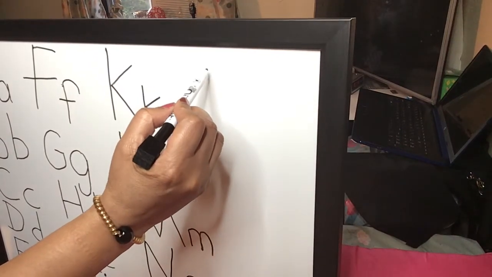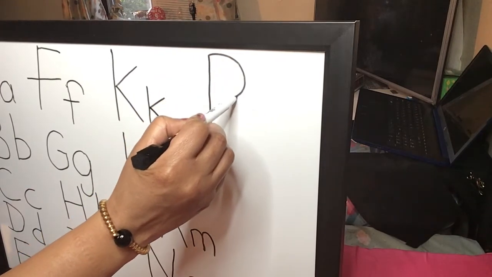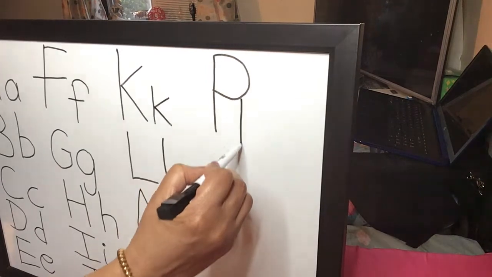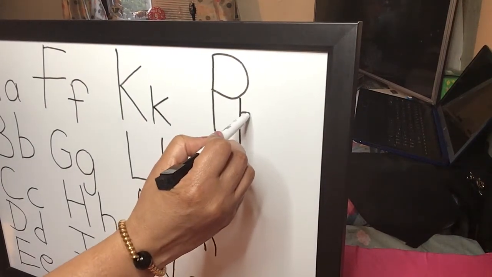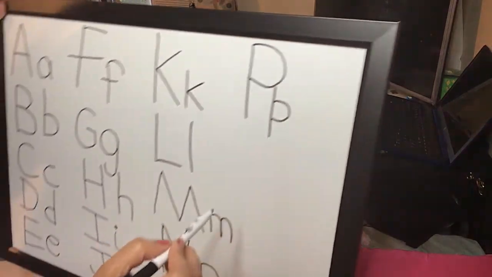Next we have P. Big P. We always do the big letter first and then the small letter. Here's big P: stick, big right hook. Little P: a long stick and a small right hook, but you put that in the middle of the stick.